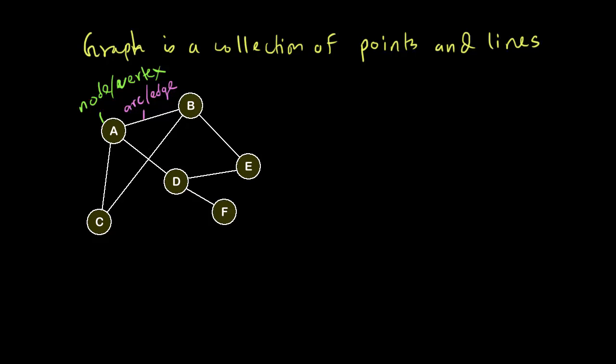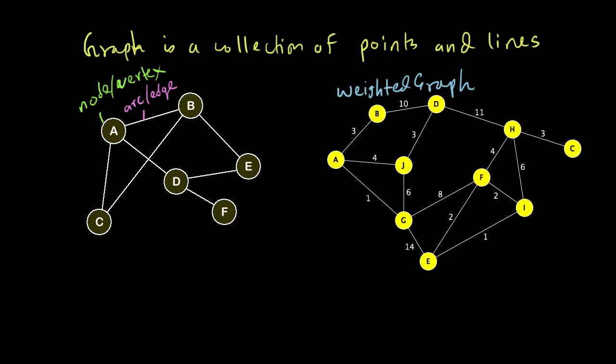It is possible that an arc or edge will have a value. In that case, we call the graph a weighted graph. A weighted graph will have specific values for each edge. A weighted graph is also known as a network.